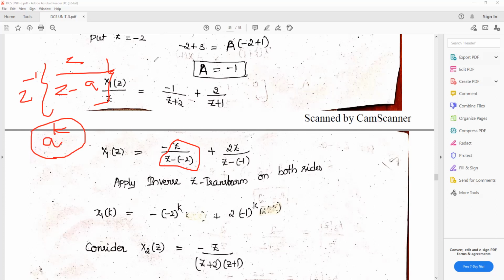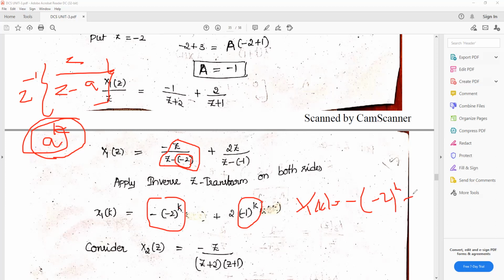So a power k. The a value is minus 2. So minus of minus 2 whole power k in the first term. In the second term, plus 2 into minus 1 whole power k. So x1 of k is minus of minus 2 whole power k plus 2 into minus 1 whole power k.